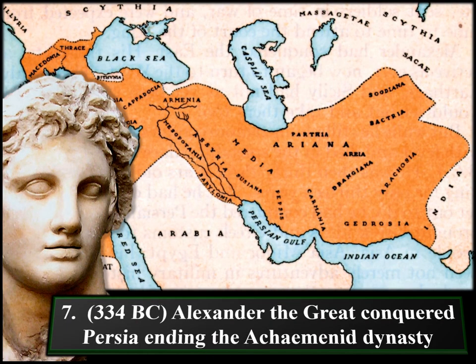Ultimately, we see by 334 BC, Alexander the Great was able to move through the empire and conquer it, ending the Achaemenid Persian dynasty. Again, we'll talk more specifically about Alexander the Great and what he does in a later lecture.